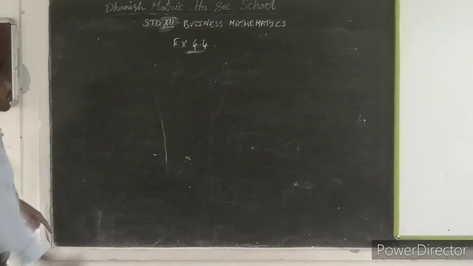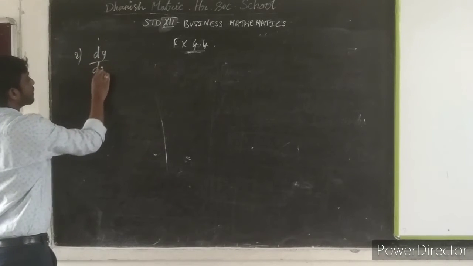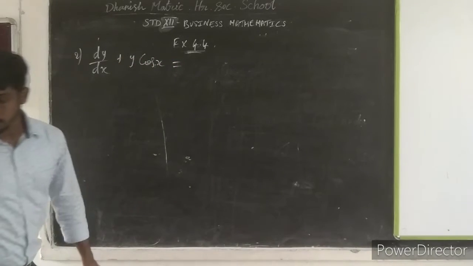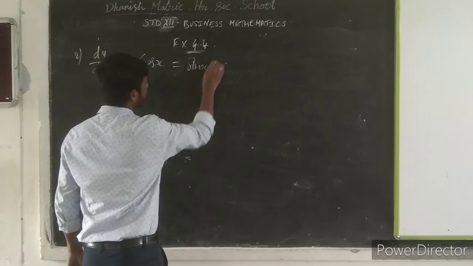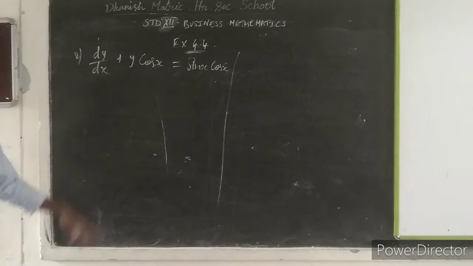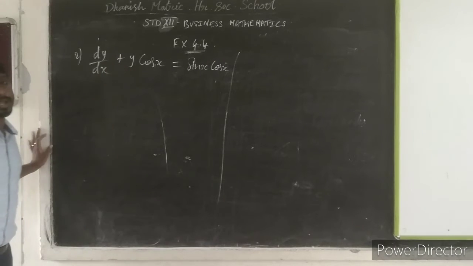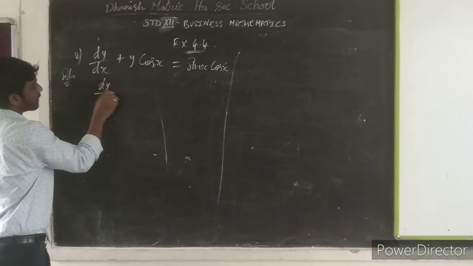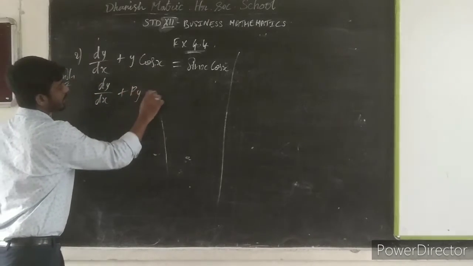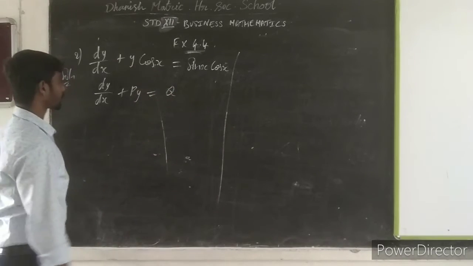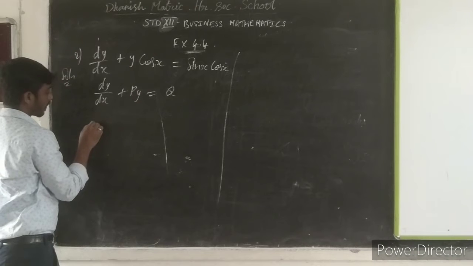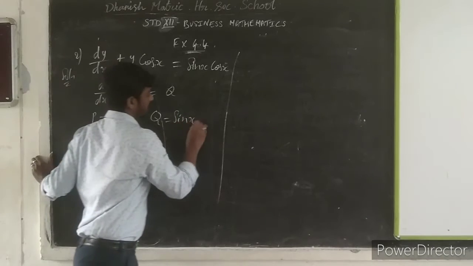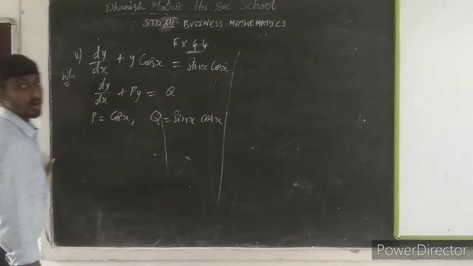The second question is dy divided by dx plus y cos x equals sin x cos x. Let me solve this. What is the general form? dy divided by dx plus Py equals Q. Comparing with the equation, P is equal to cos x and Q is equal to sin x into cos x.